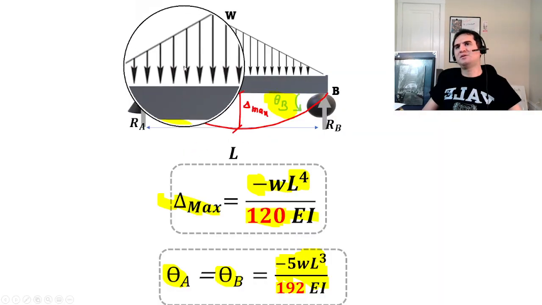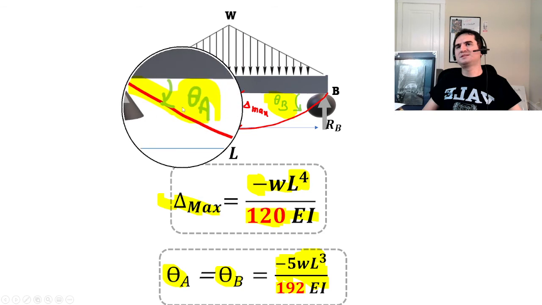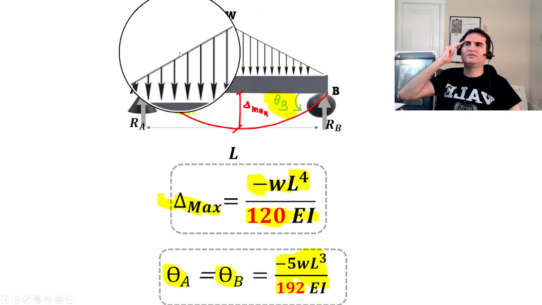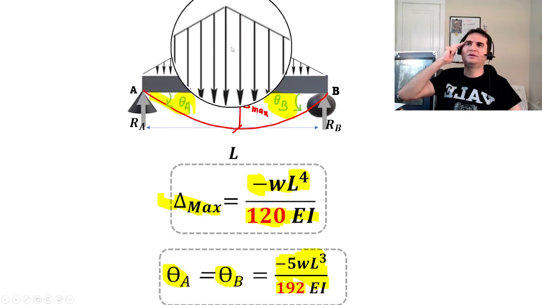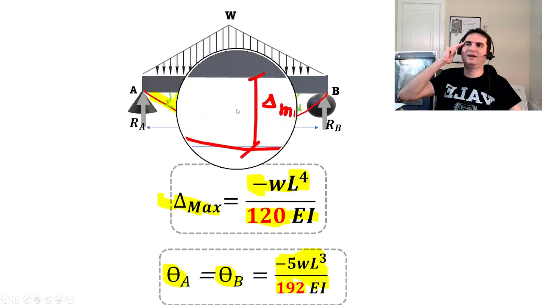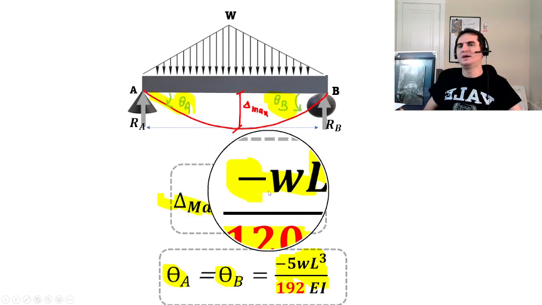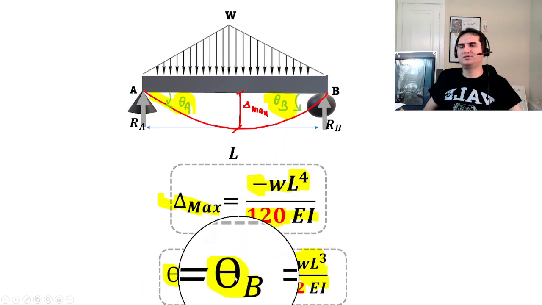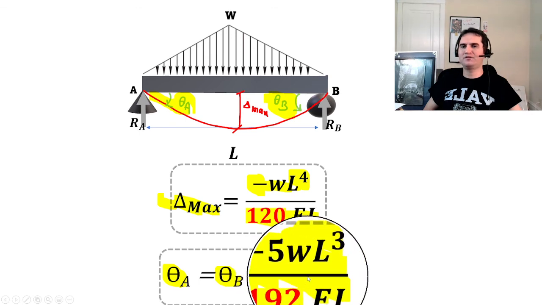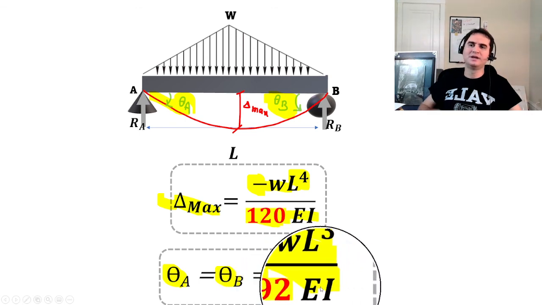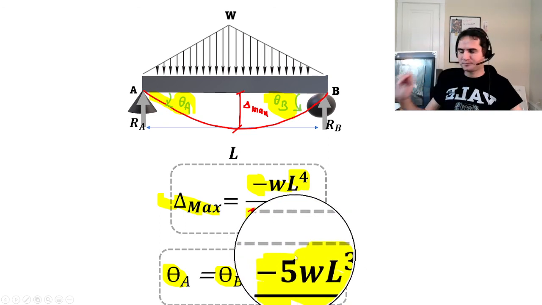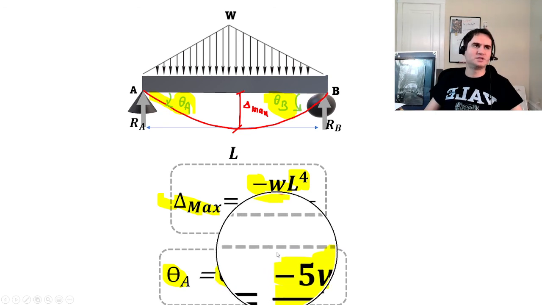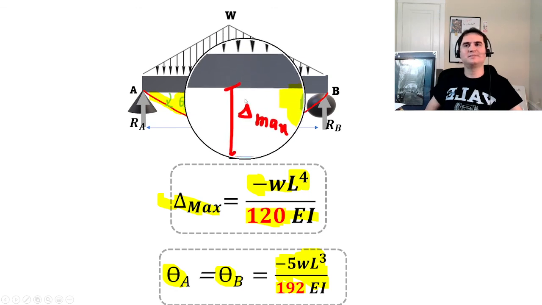That's the result for a simply supported beam with a distributed triangular loading of two pieces, with peak W. That's delta maximum, that's theta A, and that's theta B. Delta max is equal to negative WL to the fourth over 120 EI, and theta A is equal to theta B due to symmetry, and that's negative 5 WL cubed over 192 EI. We solved the problem using both integration and moment area, which is far simpler. We'll solve more examples in the next video. Thank you.